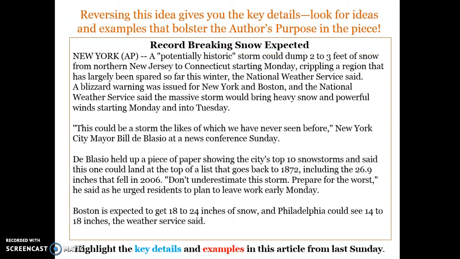Let's look at an example. Reversing this idea gives you the key details. So in this example, look for ideas and examples that bolster the author's purpose in the piece, but also look for those key details that a reader might need. "Record-breaking snow expected." Go ahead and take a moment to read over this article and then think about the key details and examples that you find. Maybe jot them down on a piece of paper for yourself, and then you can compare notes in a moment.